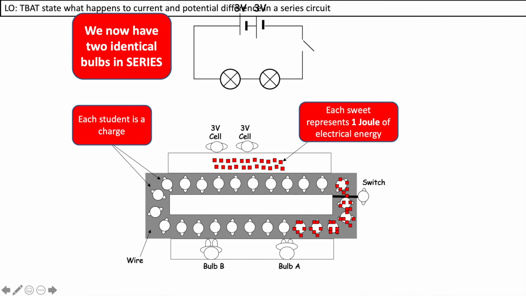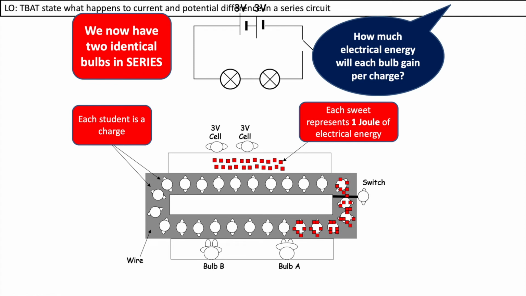So finally, let's use this model to see what happens when we add bulbs in series. So again, we've got 6 volts altogether, like we have in our experiment, and each charge is carrying 6 joules of energy. How much energy will each bulb gain if they've got identical resistance? You're right, they will share the energy equally. So this bulb will gain 3 joules of energy, and there's 3 joules left for this bulb.